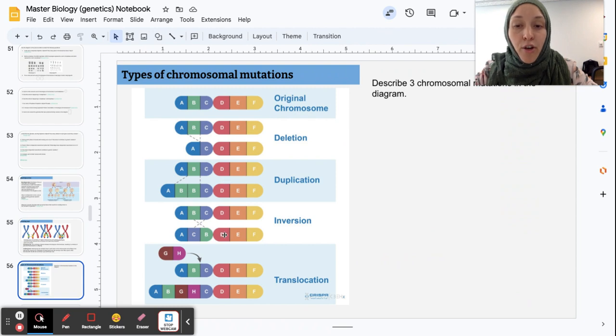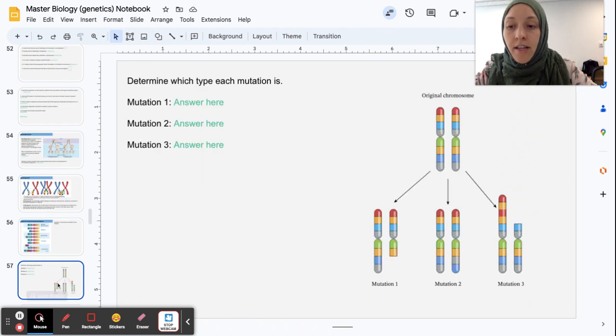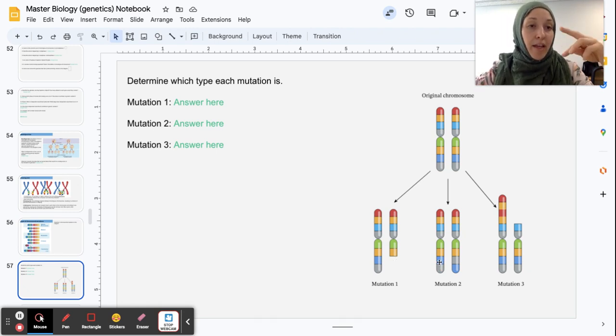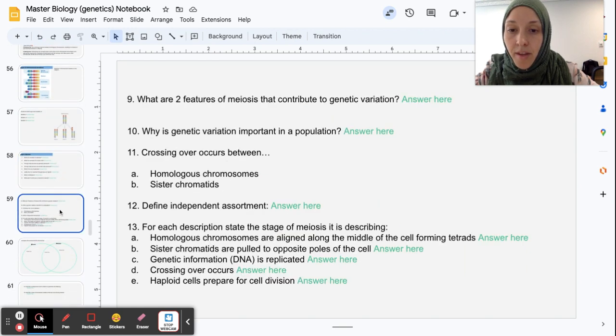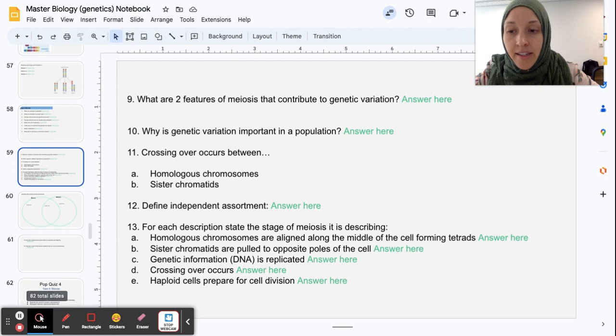So these are some of the chromosomal mutations. And we said that this one is deletion because part is missing. This is inversion because we have it flipped, okay? And here is mutation 3, translocation. Part of it broke off and attached to a different chromosome. I believe that is all of it.